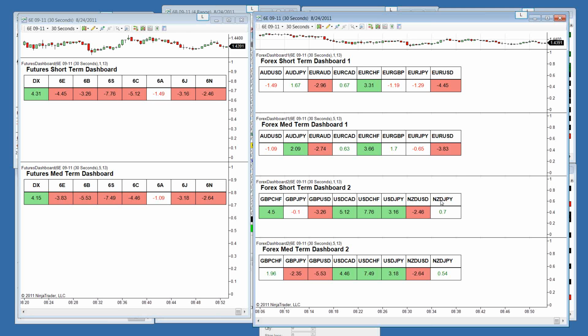So that's the way it is. Right now, you've got either the... and of course when you get the Pro package, you will get both of these dashboards. You'll get both the futures and the Forex dashboard. So I hope that helped explain and show what that was.